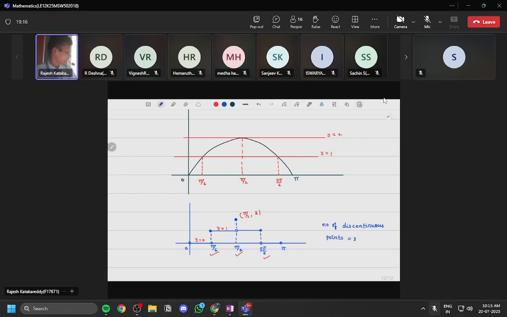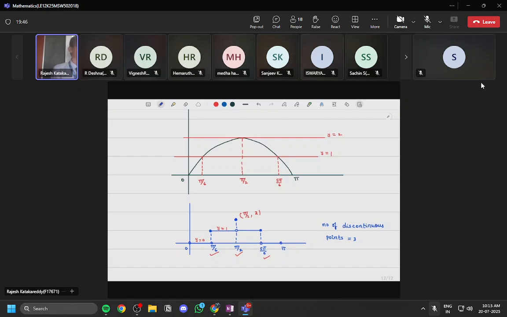Number of discontinuous points is 3. That's what we have. As I said, I'll write that one as a note. Maybe one problem we have in our book that you can do using that. Whether 0 and pi are included needs to be verified. Clear? Open bracket only I'm talking. Pi by 6, pi by 2, 5 pi by 6. Both 0 and pi are not included, so not checking it.